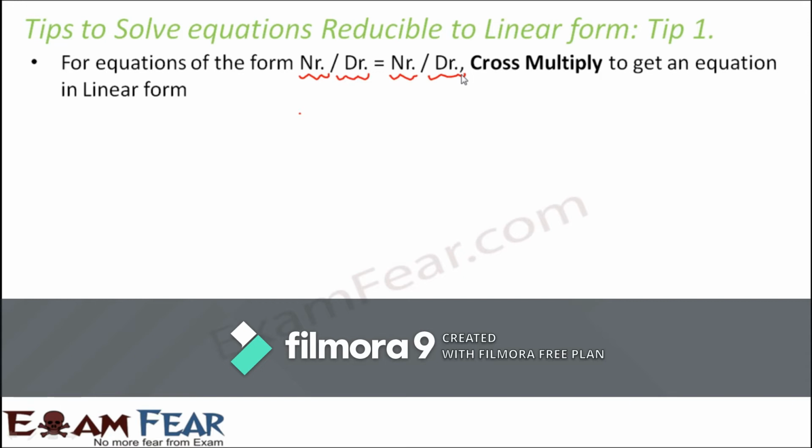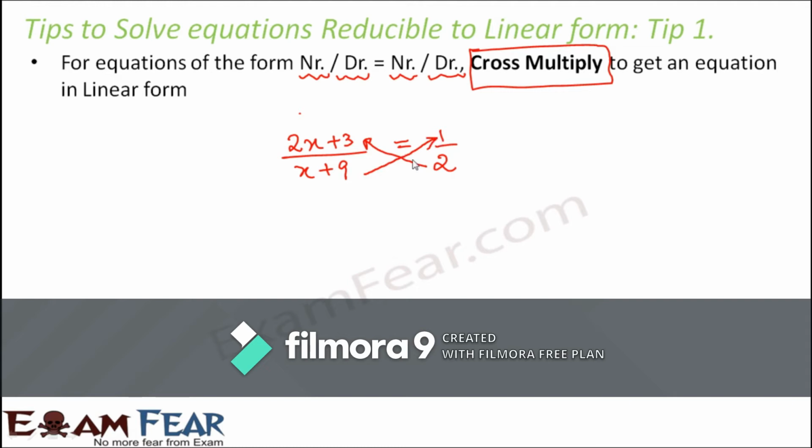Whenever you have an equation of this form, let's take an example: 2x plus 3 divided by x plus 9 is equal to 1 by 2. Or sometimes even on this side you might have these kinds of expressions. Now when you look at this equation, it doesn't look as simple as the usual linear equation, right? So you feel that you don't know what to do. The only thing you need to do in this case is your first step should be to cross multiply. Now what do we mean by cross multiply? Cross multiply means you multiply the denominator on the right hand side with the numerator of the left hand side. Similarly, you multiply the denominator of the left hand side with the numerator on the right hand side.